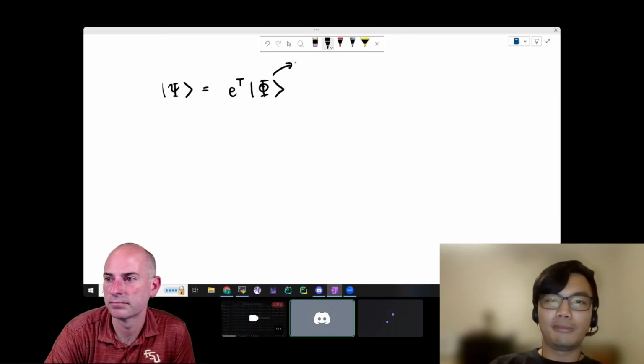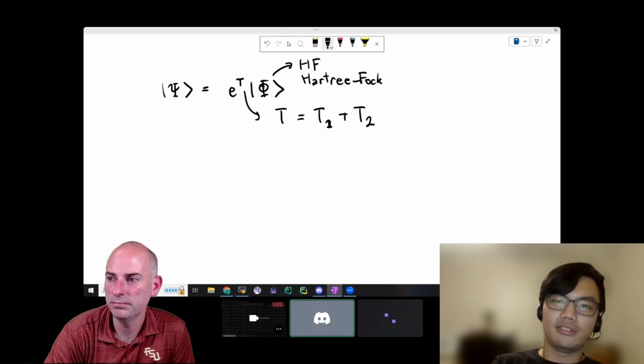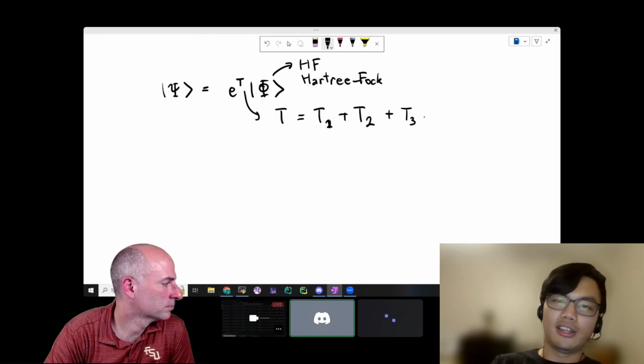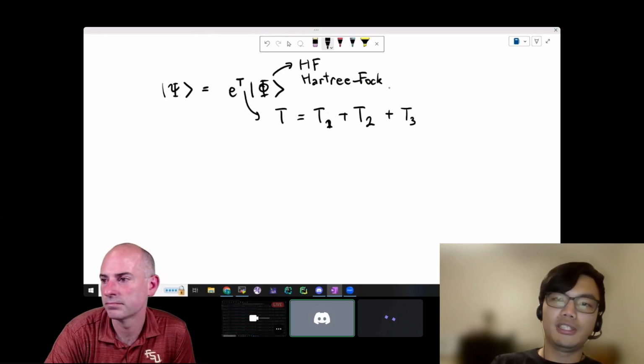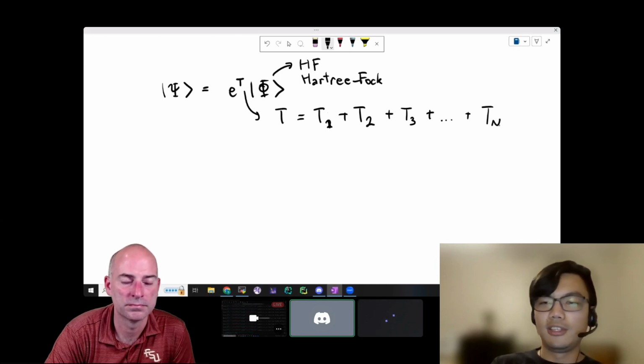Anyway, so this is typically your Hartree-Fock, or I'll write it down. Hartree-Fock determinant, right? And T is your cluster operator. And as Eugene already demonstrated, this can be expressed as a many-body expansion. And you can have single excitation, double excitation, triple excitation, and so on, up until what we usually denote with T capital N. And capital N is the number of electrons.